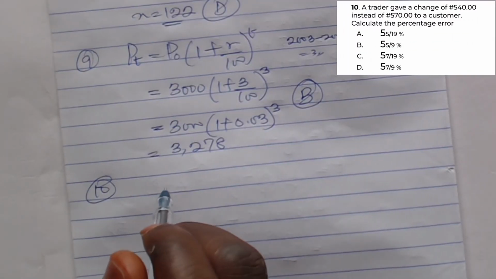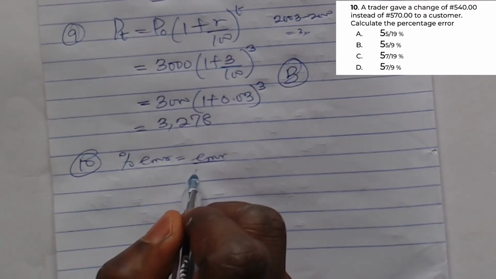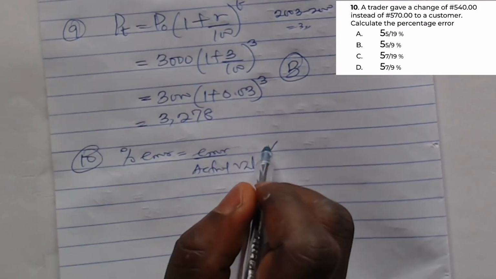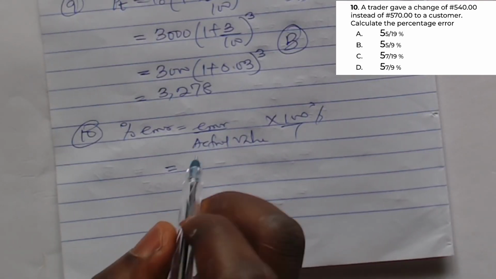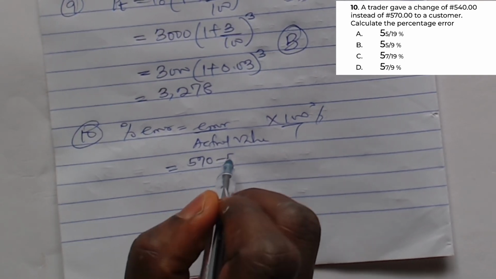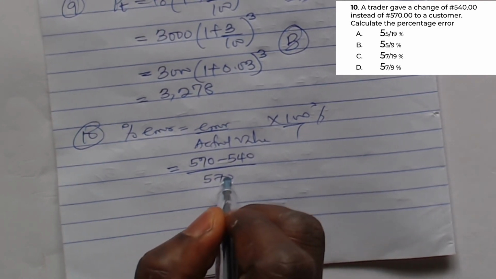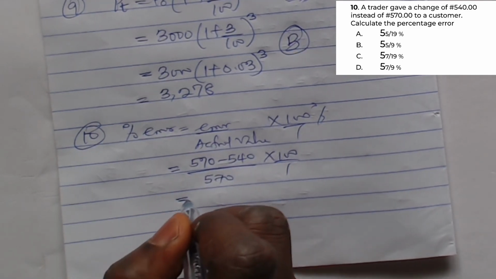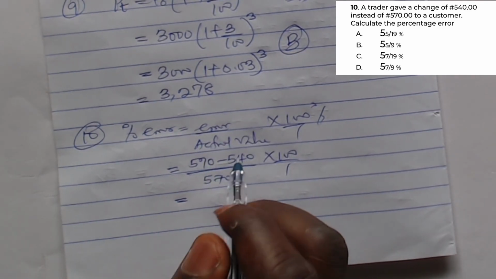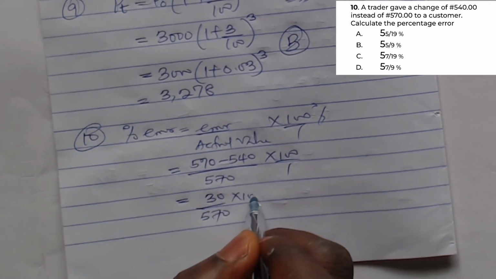Question number 10 is a percentage error. Percentage error is equal to error over actual value multiplied by 100% over 1. Here now, what is the error? So error is going to be 570 minus 540, divided by the actual value, that is 570, multiplied by 100 over 1. If you subtract, we are going to have 570 minus 540, that will give us 30 over 570 times 100 over 1.